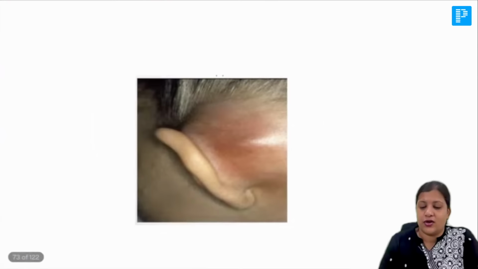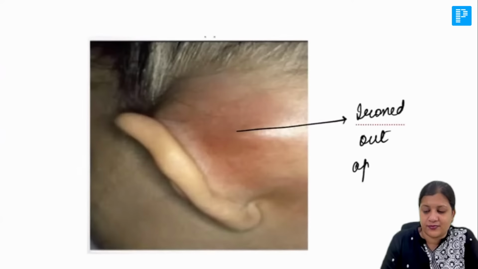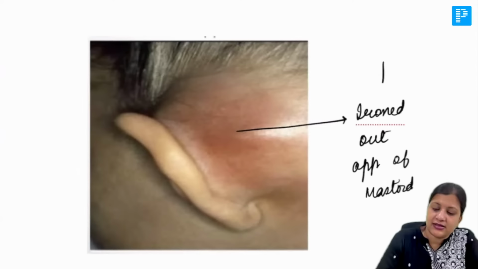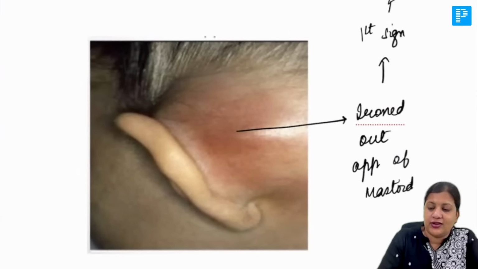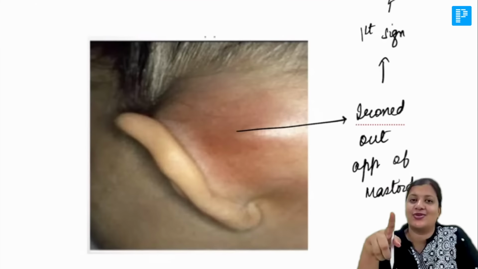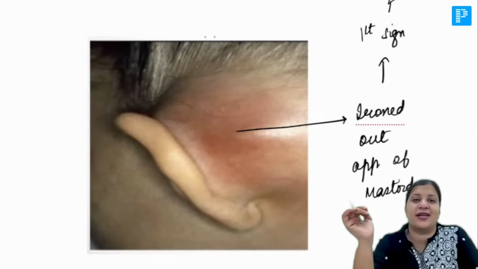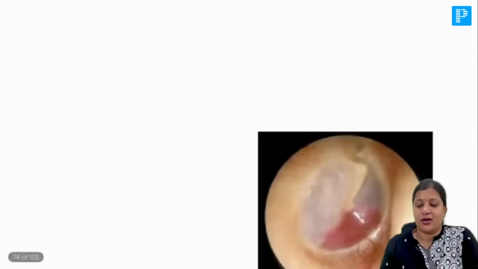Now look at this. What is this sign where you see that there is an ironed out appearance of the mastoid? Where do we get this? And this is the first sign of acute mastoiditis. What sign do we see in both mastoiditis and ASOM? It is your lighthouse sign, which is pulsatile otorrhea, reflecting light. The specific sign for mastoiditis is going to be reservoir sign. The first sign is ironed out appearance.